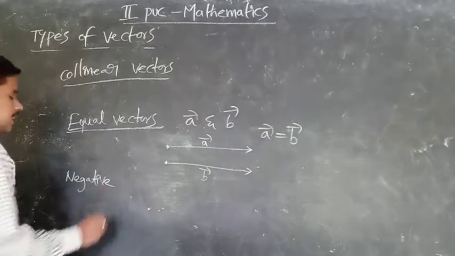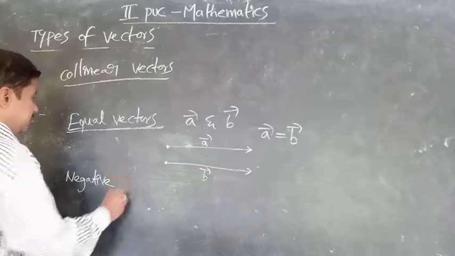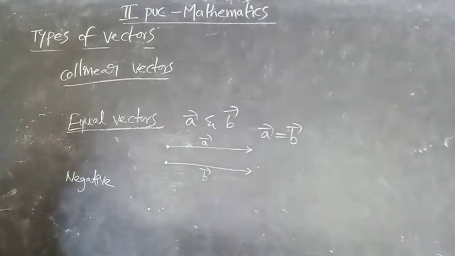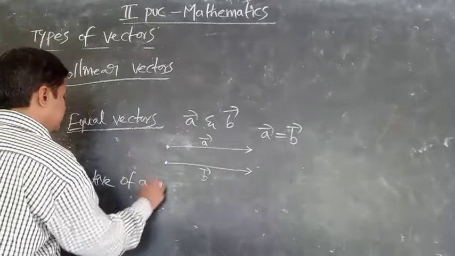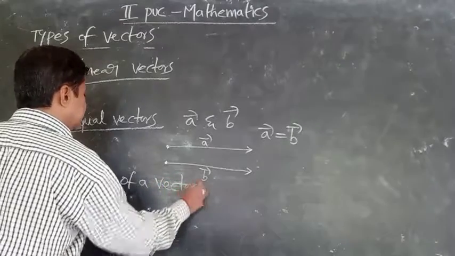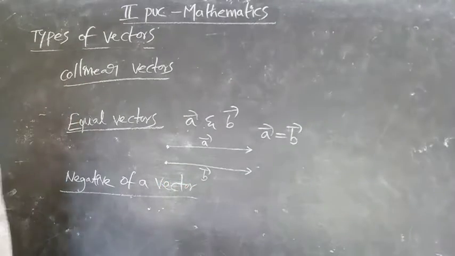Negative of a vector. So what is the negative vector? A vector whose magnitude is the same as that of a given vector, but whose direction is opposite to that of it, is called the negative of the given vector.